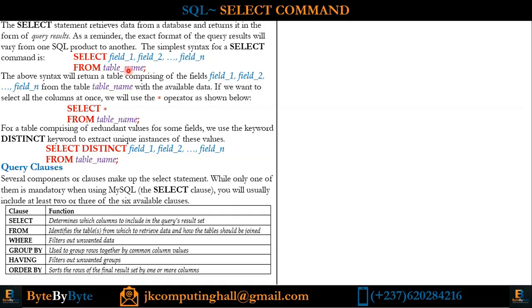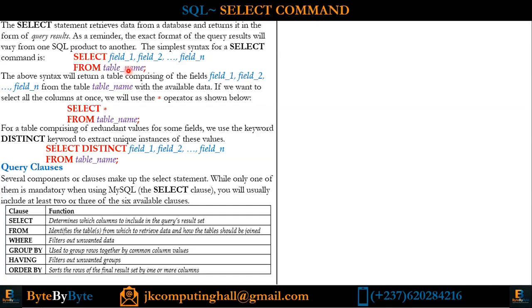We also have group by, which is used to group rows together by common column values. We also have having, which is used to filter out unwanted groups. Then we also have the order by, which is used to sort the rows of the final result set by one or more columns. So these are the clauses we have for the select command.